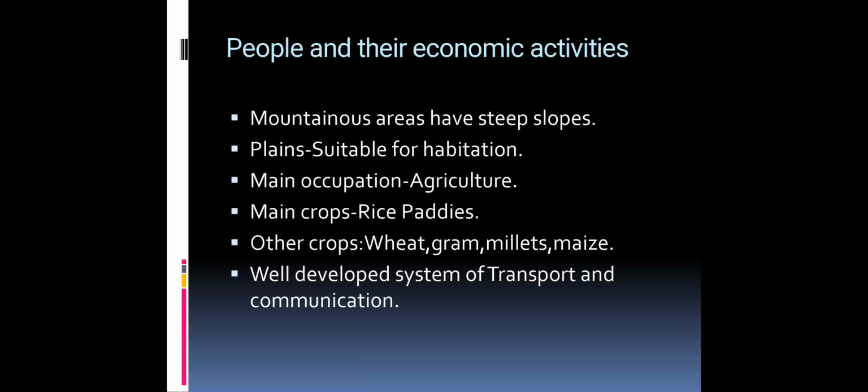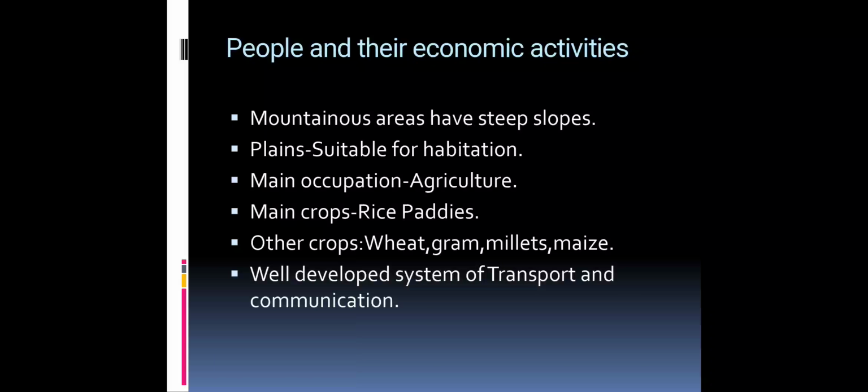Now talking about the crops which are grown here, the main crop would be rice paddies. Other crops which are grown here are wheat, gram, millets, maize. Now why is rice the main crop? Why do you think that rice is the main crop which is grown here? The reason behind is the monsoon type of climate. The monsoon type of climate and fertile soil is best for the growth of rice.